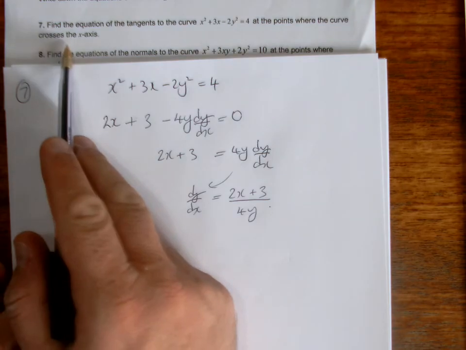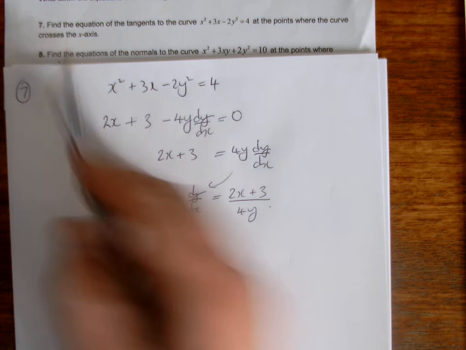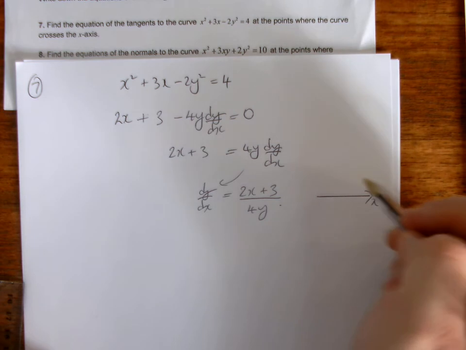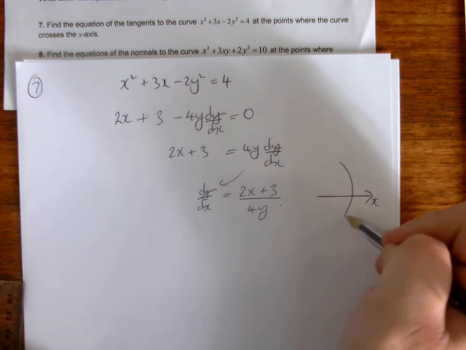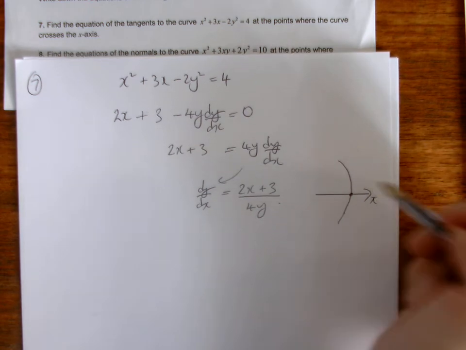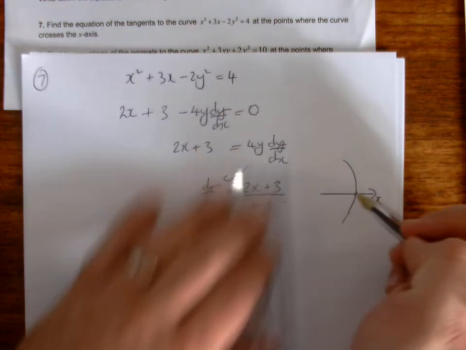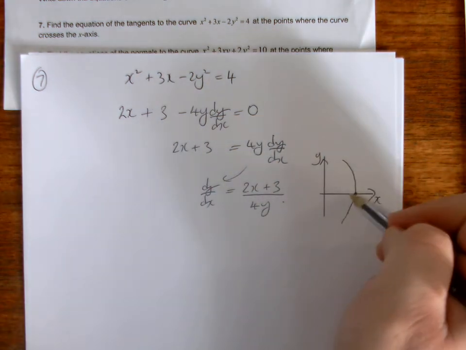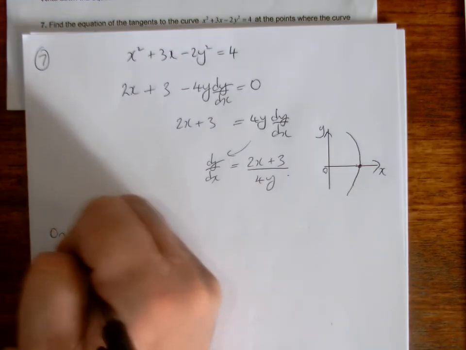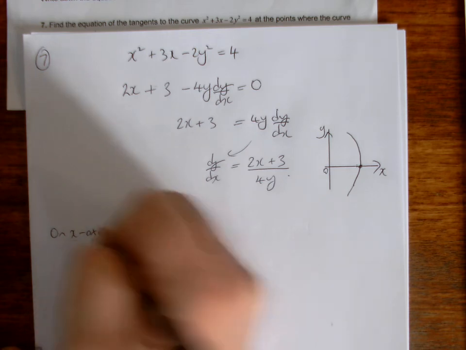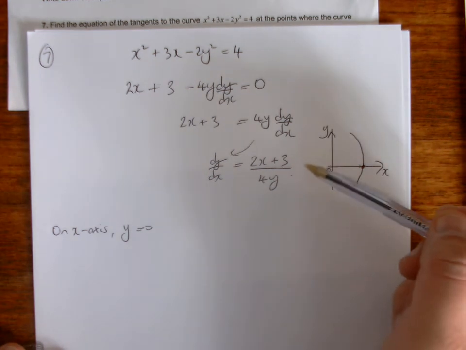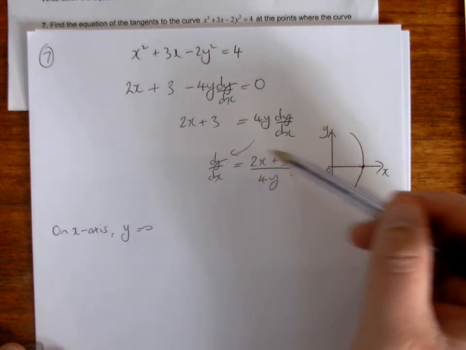Now we're not given any points, but we said, look, where the curve crosses the x-axis. If we think about it, what's true when the curve crosses the x-axis in terms of a coordinate? Well, we don't know what the x value is going to be, but we certainly know what the y value is going to be. On the x-axis, the y value is 0.